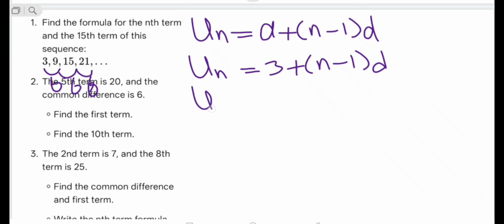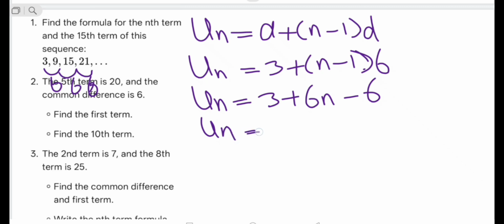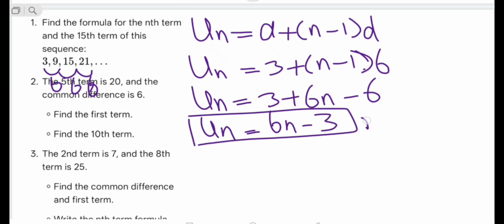Now Un equals 3 plus, now D multiply n. D is 6. Sorry, wait, I didn't write 6. D is 6. 6 multiply n, 6n. 6 multiply 1, 6. So Un equals 6n minus 3 minus 6, which is equal to minus 3. So this is the nth term.